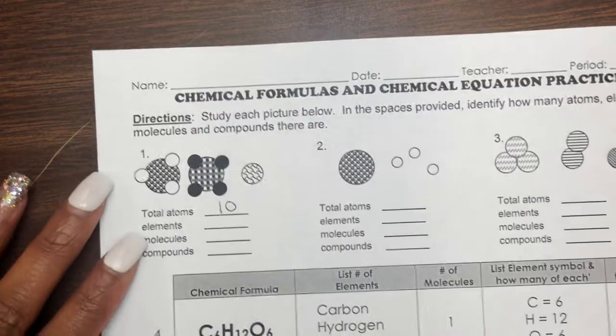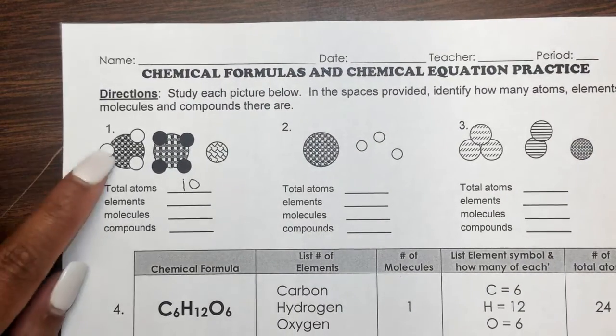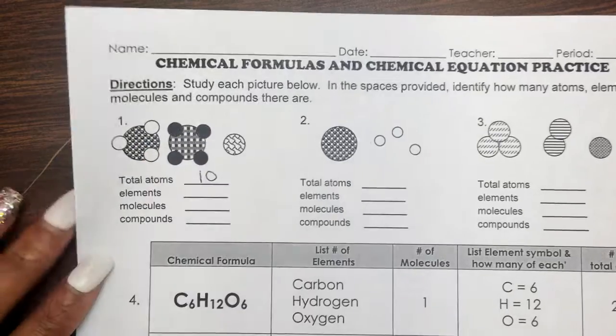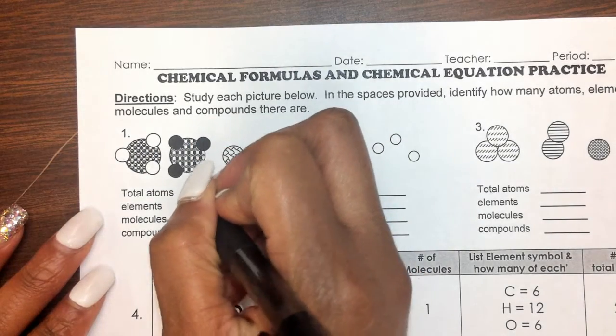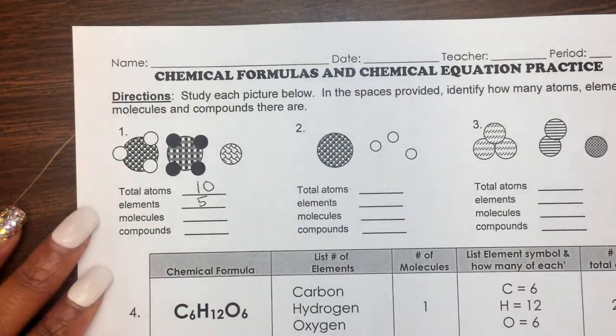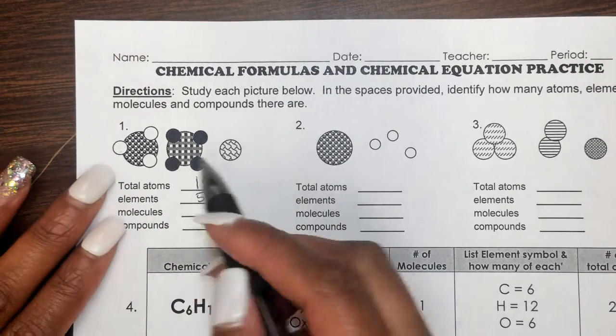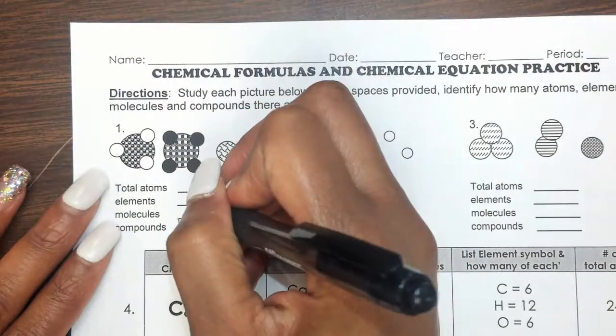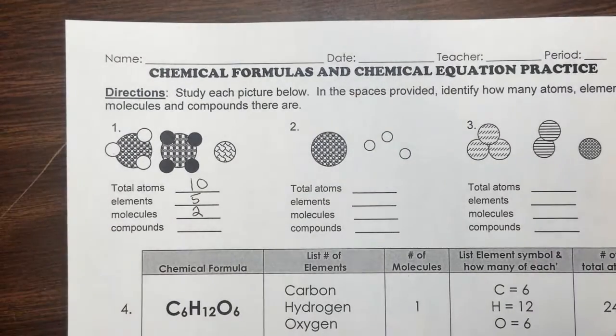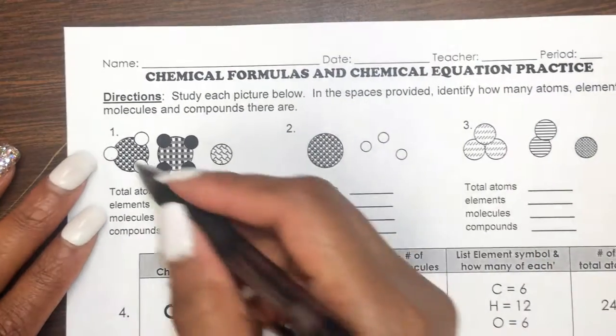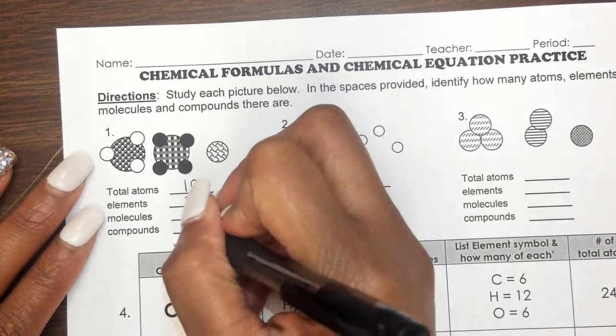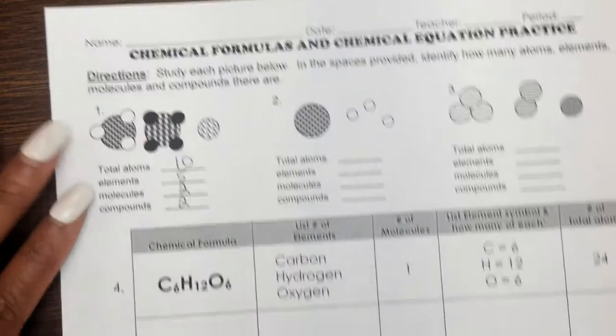Now, how many elements? How many different circles? 1, 2, 3, 4, 5. How many of them are in groups of 2 or more? Well, just these 2. And out of those groups, who has at least 2 different circles? Both of them do. So I have 2 compounds. That should get you through those.